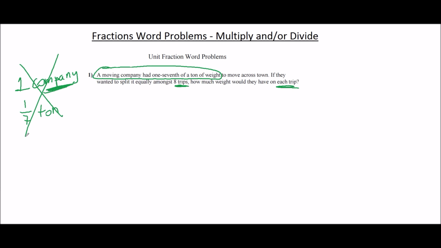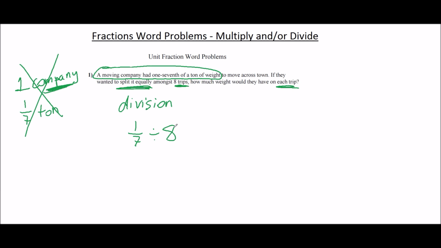Instead, what we want to recognize here is that we have this phrase about split it equally, okay, and what really that is, that's just division. Splitting it equally means you're dividing. You're dividing it equally, you're splitting it equally amongst 8 trips. So that's all we have to do, is we just have to take our 1/7 of a ton and divide it equally between the 8 trips. And that'll give us how much we would have on each trip.